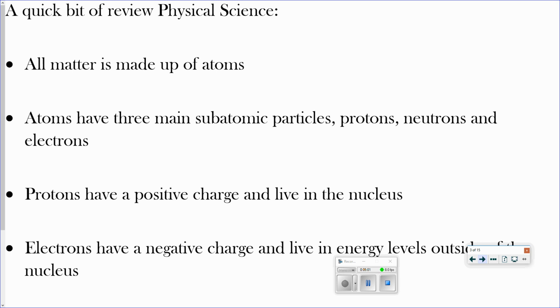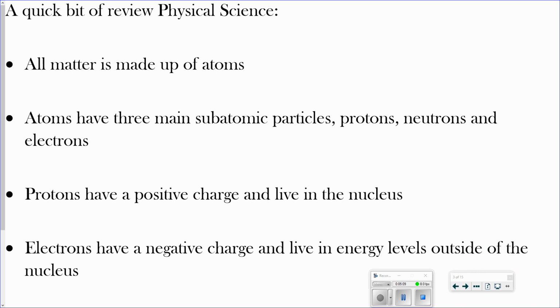Protons have positive charges and live in the nucleus. And electrons have negative charges, and they live outside the nucleus. Neutral atoms have the same number of protons as electrons to balance each other out. So, for example, hydrogen has one proton in the nucleus and one electron outside the nucleus. So when I say protons and electrons have charges, we can actually measure the quantity of that charge by putting those charges next to each other and seeing how much they repel each other or attract each other.